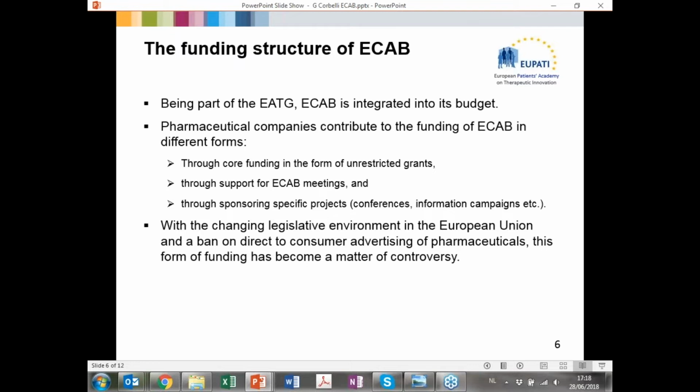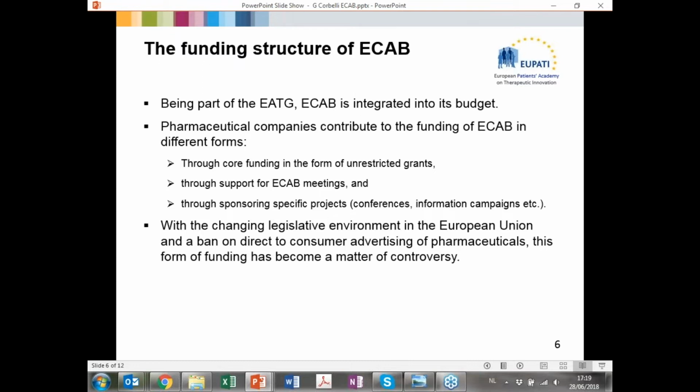Just an example, we are trying to improve the knowledge among the HIV community in Europe about the HIV cure research going on. So sometimes pharmaceutical companies can contribute to these activities, to these workshops, through funding.